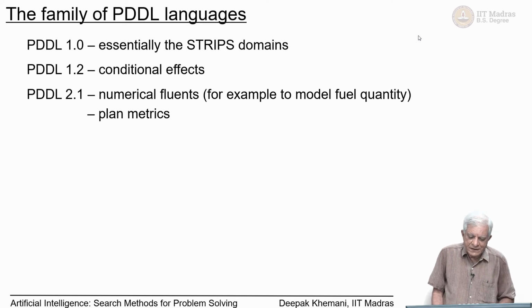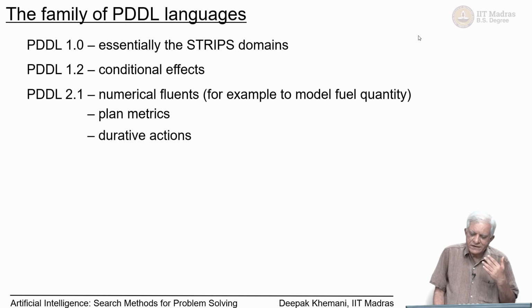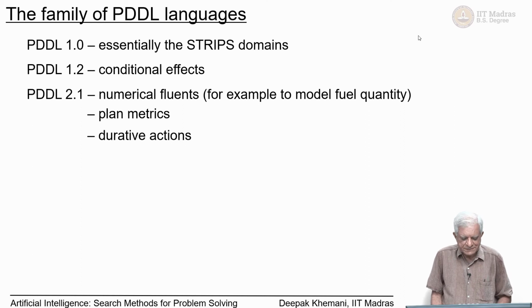Then we can have plan metrics, as to how we measure the cost of a plan. Then, as I had said earlier, you can have durative actions. So, all this is possible in PDDL 2.1 essentially.